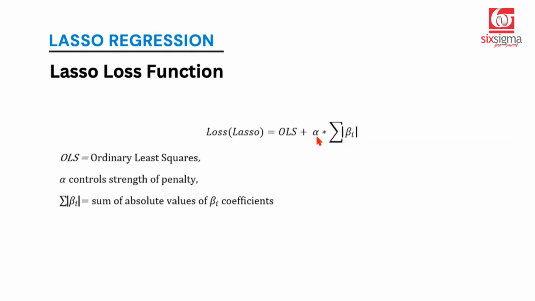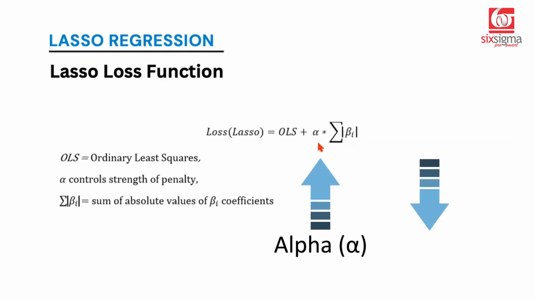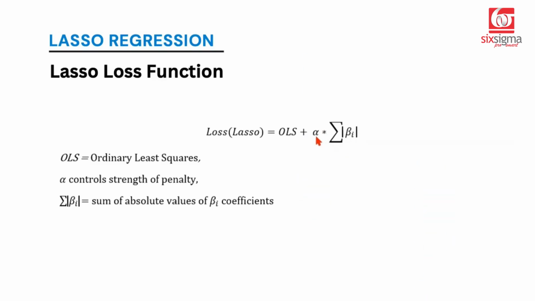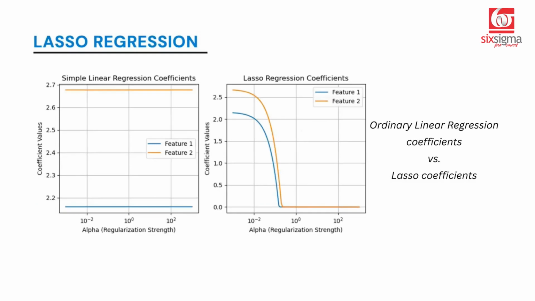Once again, the relationship is similar. If alpha goes up, the coefficients will go down. If the alpha goes down, the coefficients will go up. We have to eventually find out the right value of alpha. So once again, comparing the coefficients, in case of an ordinary linear regression, you would find that the coefficients are not affected by alpha because this is not a term in the loss function.